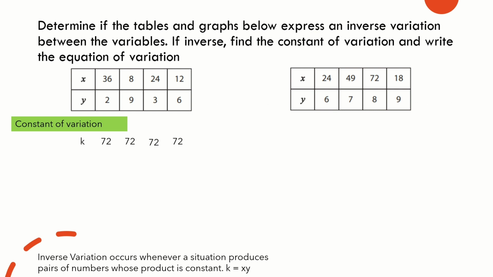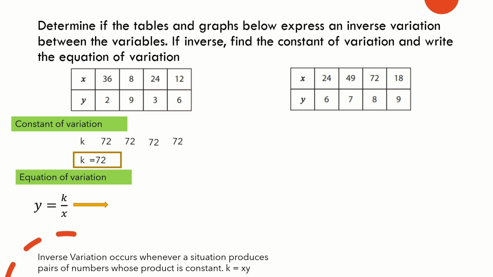Therefore, we conclude that this is an example of inverse variation. That means the value of k is equal to 72. After finding the value of k, we will now write the equation of variation. From our general equation, y is equal to k all over x, we just substitute the value of k. That is now y is equal to 72 all over x, and this is now the equation of variation.